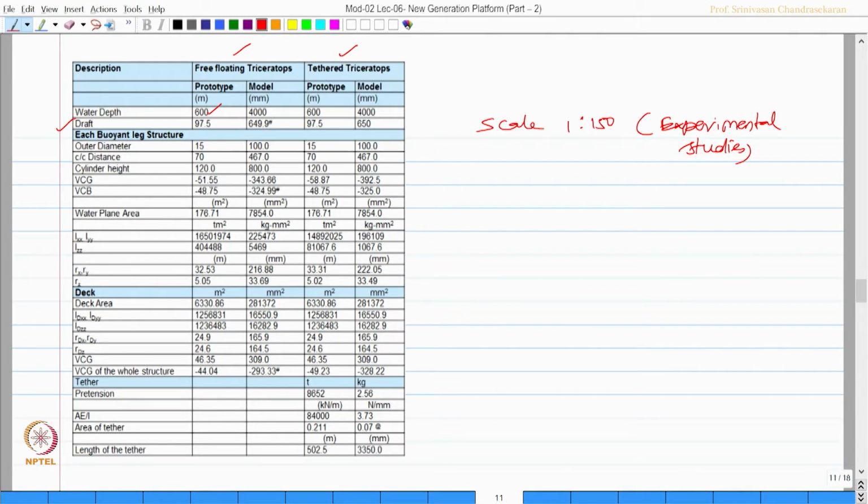The free flotation characteristics showed that the free floating triceratops had heave degree, roll and pitch degree of freedom frequencies as 20.3 seconds in terms of period with 0.7% damping. In roll it was 98.5 with 6.1% damping.